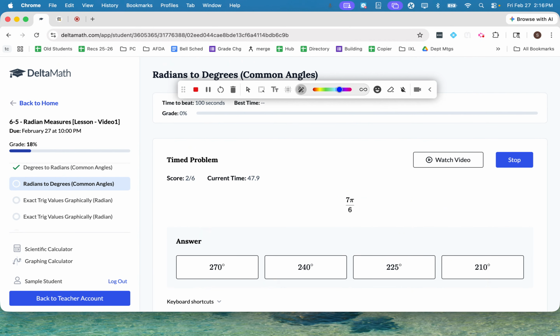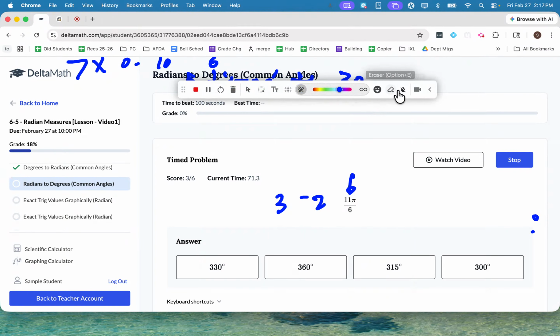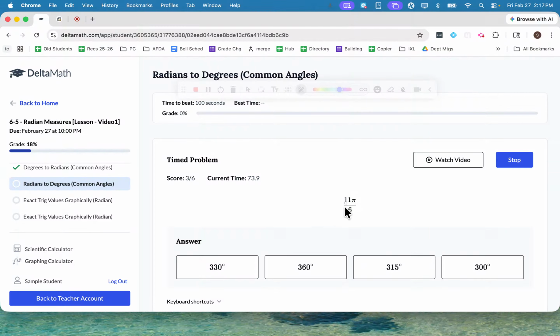Seven slices of sixths. Sixths. These are the thin 30-degree slices. And I've got 7 of them. Where's my 210? There it is. I'll do one more. 11 of the thin slices. These are worth 30 because they're thin, 30 degrees. So we're going to look for 330.